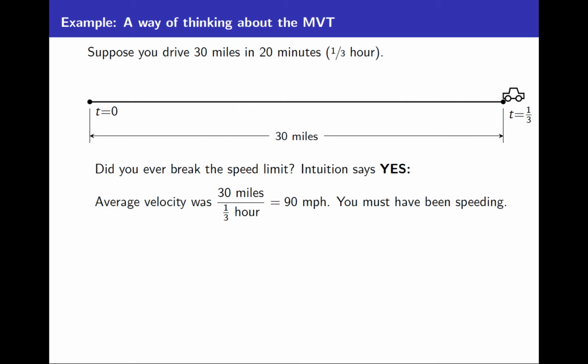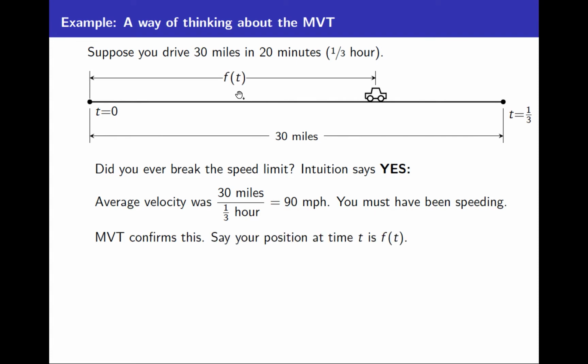Look at it this way. The mean value theorem confirms this in the following way. Let's say your position at time t is f of t. That's your distance from your starting point at time t. And we know under this circumstance that your velocity at time t is given by the derivative f prime of t.